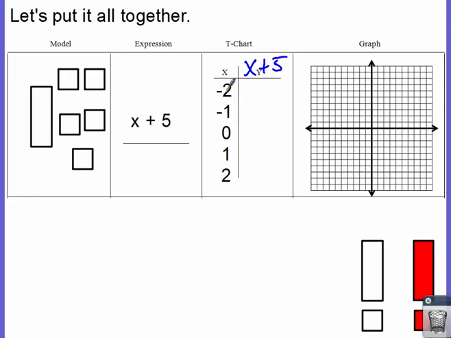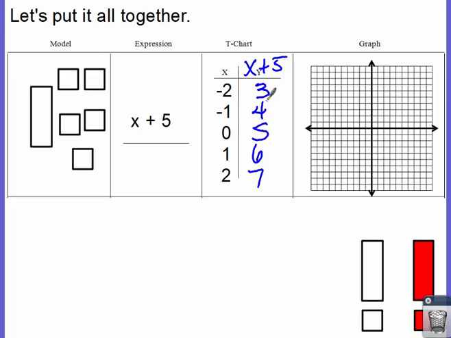So I take this x, negative 2, and I plug it in. Negative 2 plus 5 gives me 3. And then negative 1 plus 5 gives me 4. And then 0 plus 5 gives me 5. And then we look at our pattern. What are we doing? We're counting by ones. So then the next one is 6 and 7. And now we've created a set of coordinates that we can graph and look at our picture.